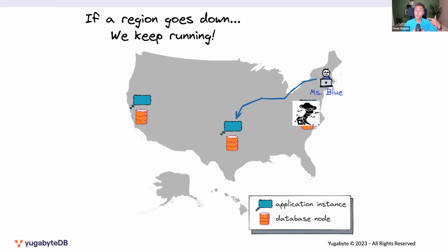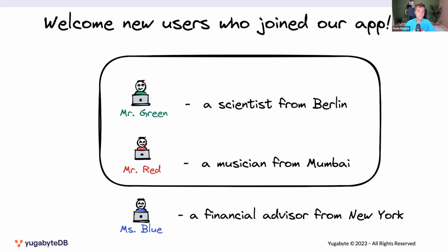Okay, so the first reason why you would want to build a geo-distributed application is when you want to tolerate various outages, and those outages can be zone level, region level, and geography level. Now let's discuss other reasons when you would want to build a geo-distributed application.